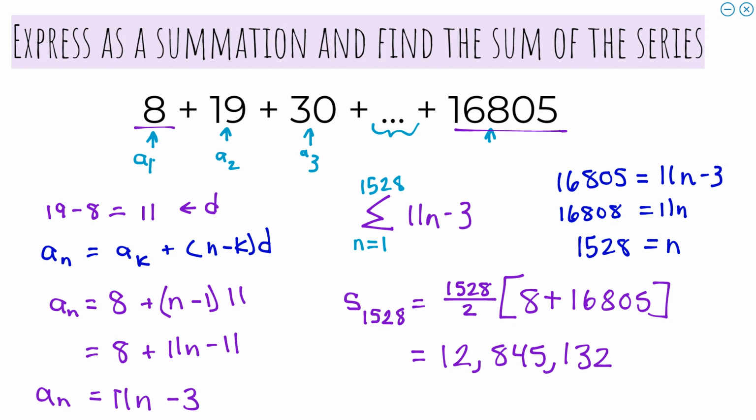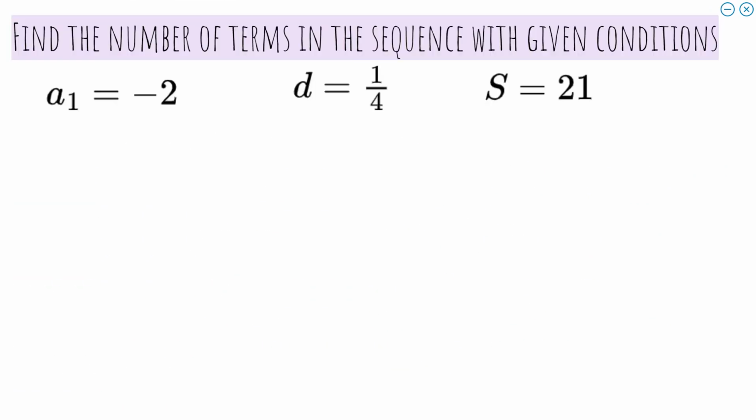We're going to do one more with our sums before we go on to the next kind of thing. So this one is given to us in a different way. We're asked to find the number of terms. So we're asked to find n. That's what this is, number of terms. So that means we're going to find n in the sequence that has these conditions. We know the first term, I know my common difference, and I know my summation.